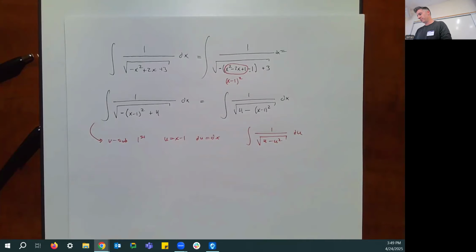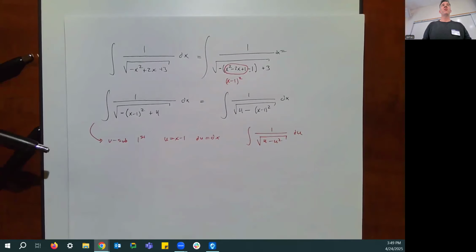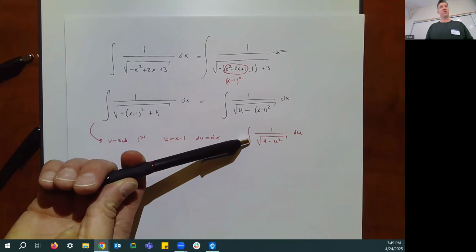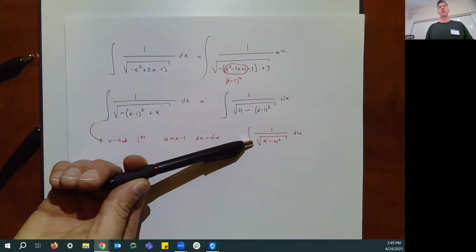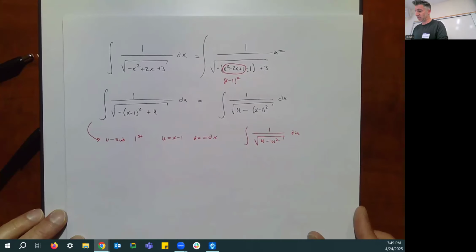Actually, you really wouldn't. So here's what I'd say about this particular example. Technically, you kind of know the answer already. We know that the derivative of the arc sine of x is 1 over the square root of 1 minus x squared. So the integral of 1 over the square root of 4 minus x squared should be 1/2 arc sine of x over 2. Sorry, u over 2. Is that something we should memorize? Maybe. I don't know. I'm not the one teaching the class.